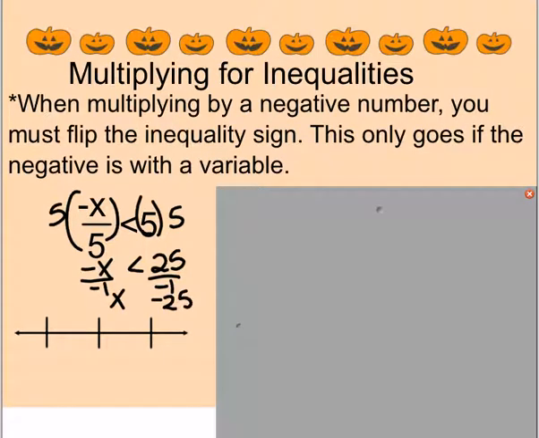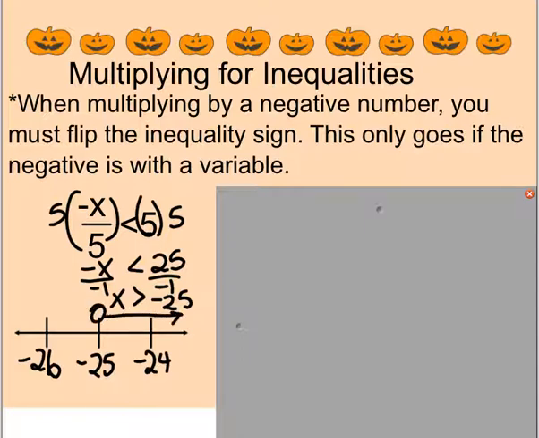But when I multiply or divide by a negative number, I have to switch the inequality sign. We end up with a greater than sign. So x needs to be greater than negative 25. So we put our negative 25, negative 24, negative 26, open dot on negative 25 going to the right.